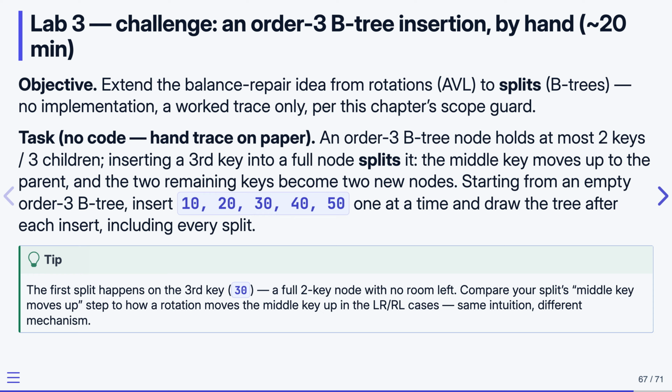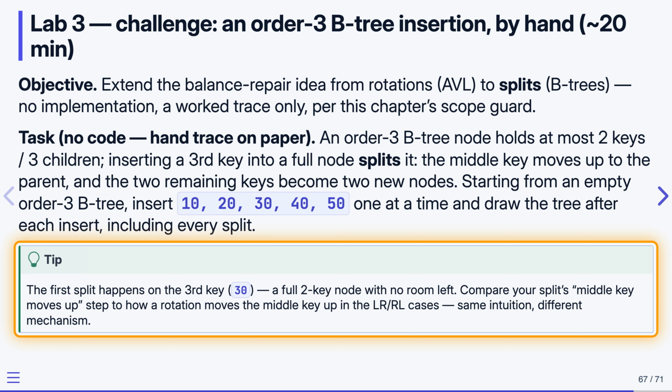Starting from an empty order 3 B-tree, insert 10, 20, 30, 40, 50, one at a time. Draw the tree after each insert, including every split. A hint: the first split happens on the third key, 30, a full 2-key node with no room left. Notice how the split moves the middle key up, just like a rotation moves the middle key up in the zigzag cases. Same intuition, different mechanism. Try drawing it first.